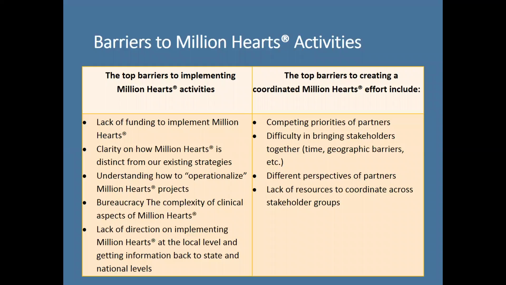Barriers for coordinating efforts across partners included the competing priorities of partners, and the difficulties of bringing the right stakeholders together in terms of time, geographic barriers, et cetera, which made coordination difficult. The different perspectives of partners on how to address the same issue sometimes posed a barrier to being able to develop an approach that worked for everybody that was participating. And then the lack of resources to coordinate across stakeholder groups was mentioned as a critical barrier.